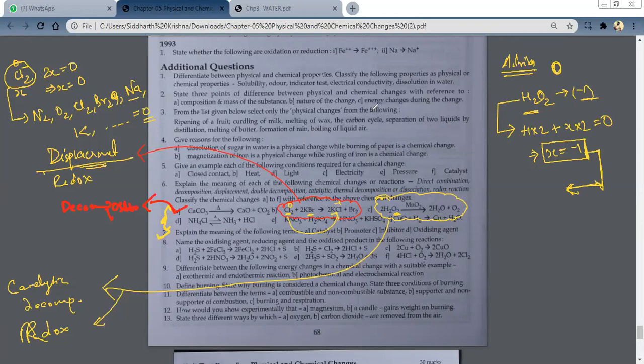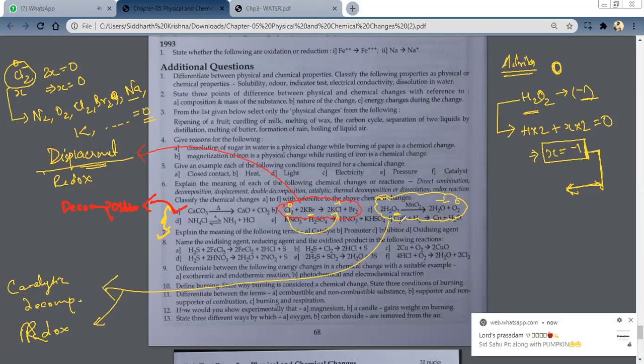Okay, so that is how you are getting this as a redox reaction. Here oxygen is -1, here oxygen is -2, here oxygen is 0. From -1 to -2, that is reduction. -1 to 0, that is oxidation. So this is a redox reaction also.